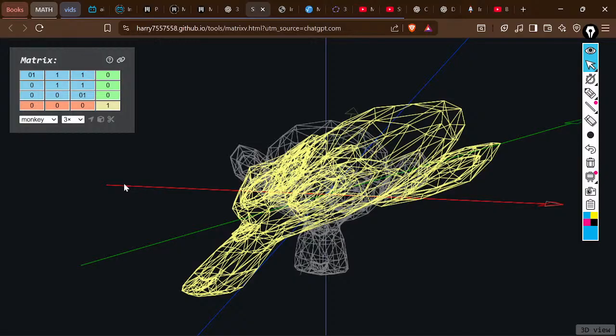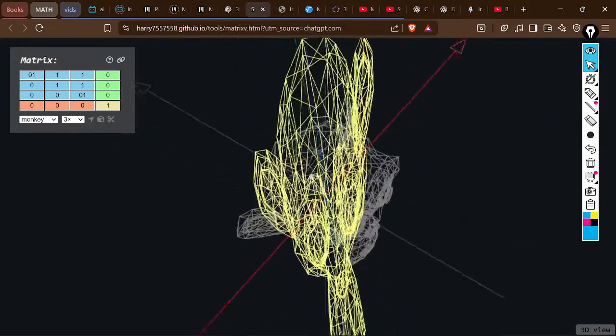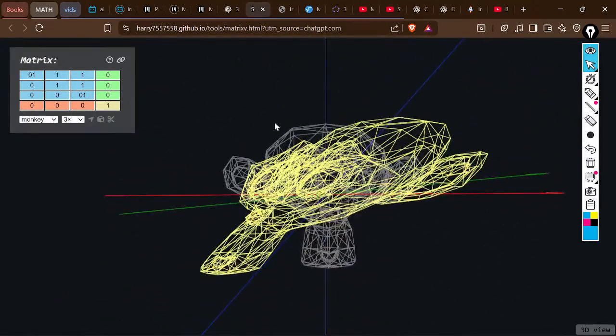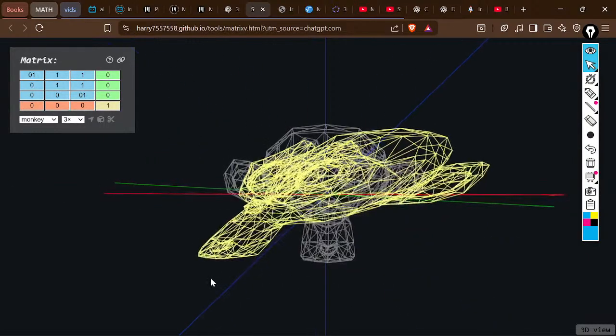So what's so special about this upper triangle? What's so special about it? It kind of makes a cool pattern too if you look at it.